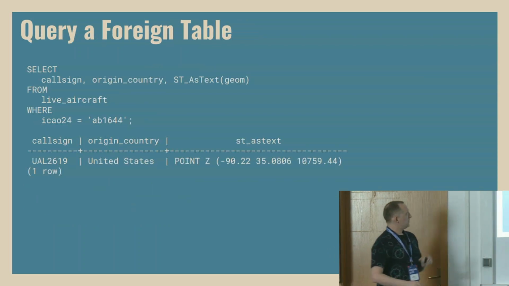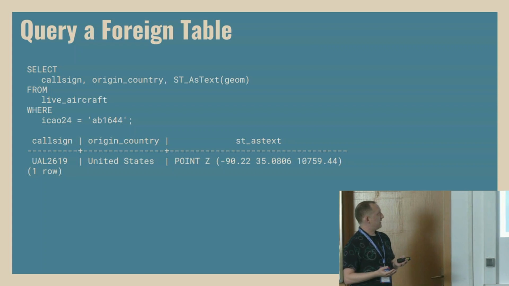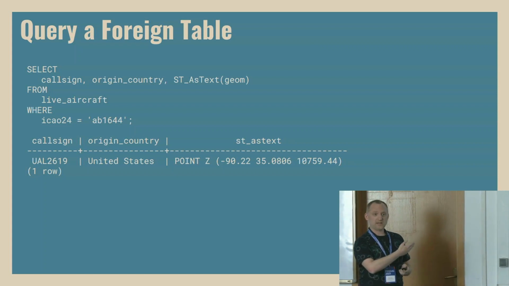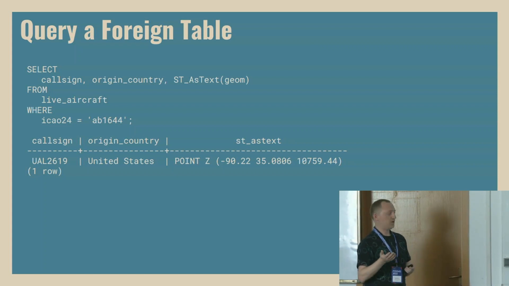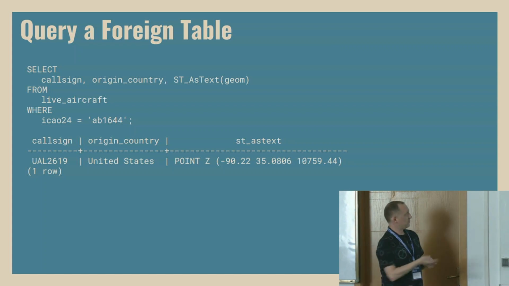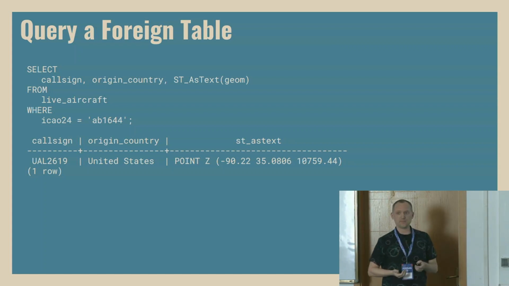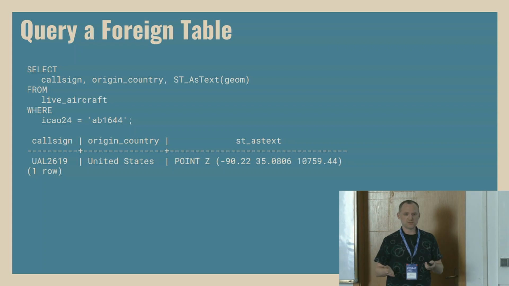Here's an example. We query the table, and we put a where clause, and we say this specific ICAO24 address, and it will return the information about that particular aircraft. In this case, it's United Airlines 2619. It's at this particular point, just as we expected.